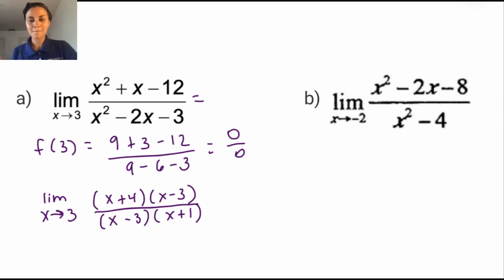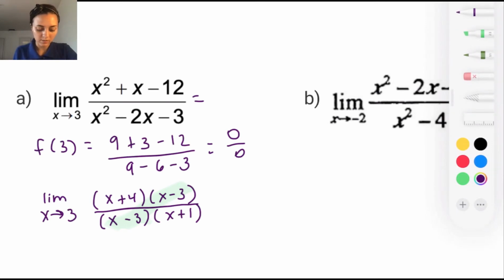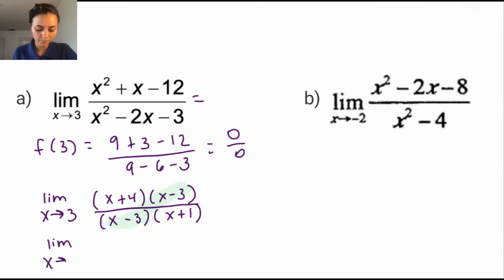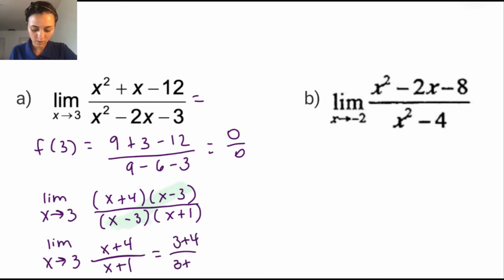The term that made this 0 over 0 is right here: x minus 3, because if I plug in 3, I get 3 minus 3 over 3 minus 3. That's 0 over 0. So we're able to cancel that term out, and that will make it possible for this function to no longer be 0 over 0. So now I have x plus 4 over x plus 1, and now I can plug in my value. This is equal to 3 plus 4 over 3 plus 1, which is 7 over 4. And I have a limit value now.